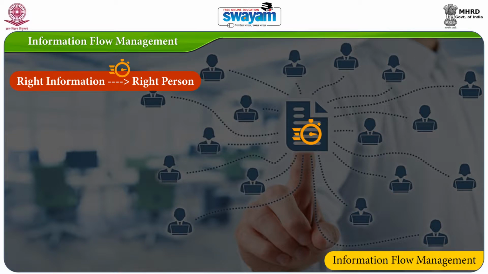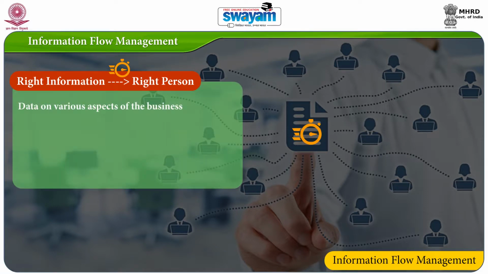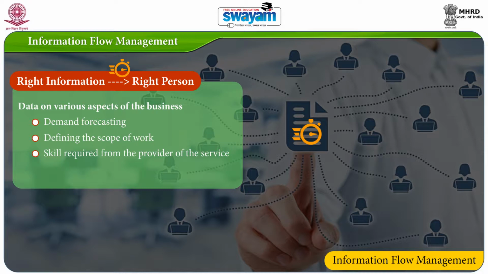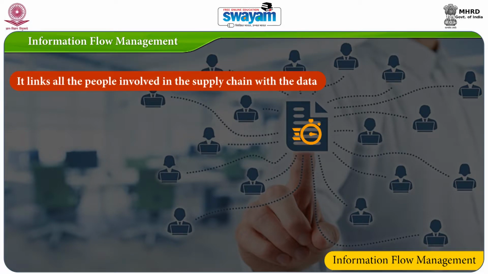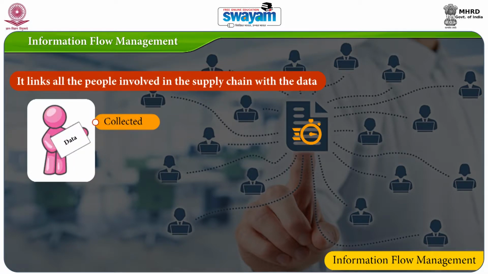Information flow is considered essential for integration in any strategic alliance by providing the right information to the right person at the right time. Information flow in the supply chain will serve data on various aspects of the business like demand forecasting, defining the scope of work, skill required from the provider of the service, and also feedback on the performance. Information flow management is a practice that links all the people involved in the supply chain with the data that is collected, transmitted and utilized for the processing of information required to complete all other management processes smoothly.